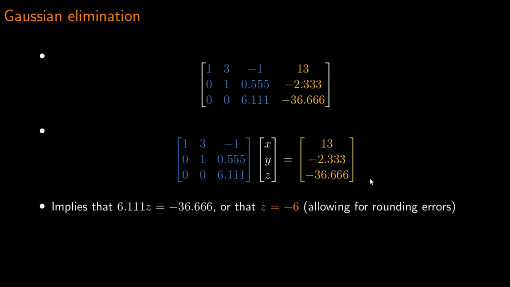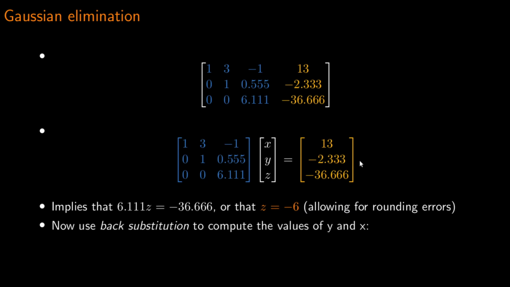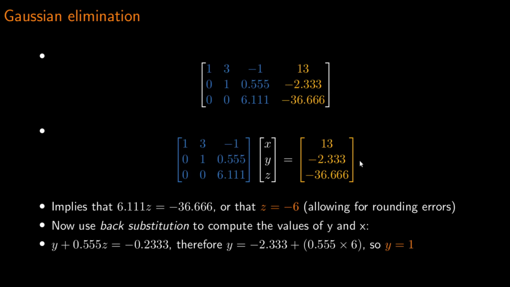Now what we do from here is a process called back substitution. So now we know what the value of z is. We can then go on to work out the value of y, because we know that 1 times y plus 0.5 recurring times z is equal to minus 2.333. So we can actually work that out. So this is the equation that we have, therefore y is equal to minus 2.3 recurring plus 0.5 recurring times 6, or y is equal to 1.